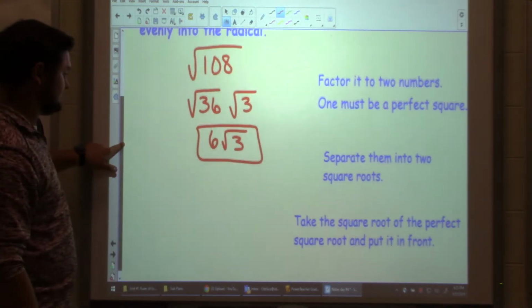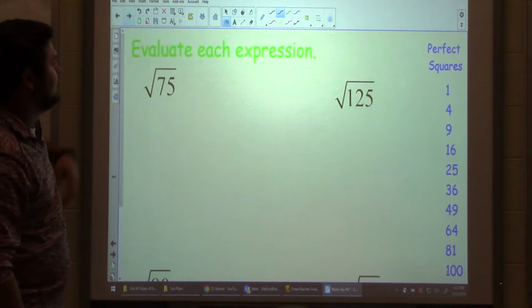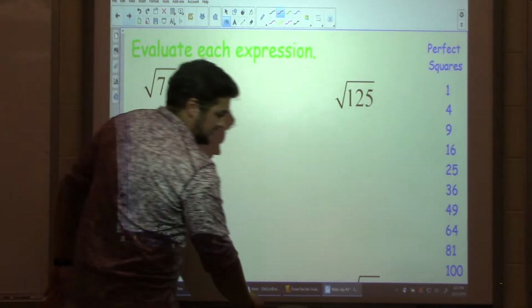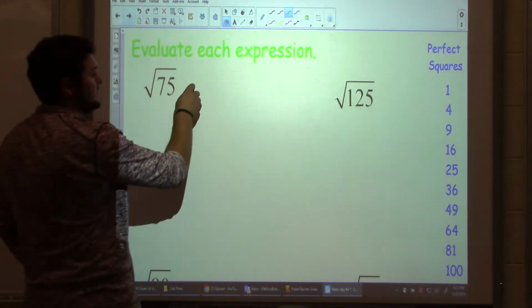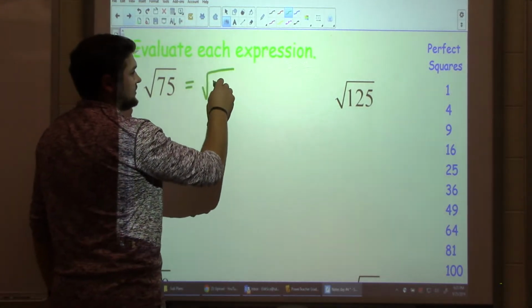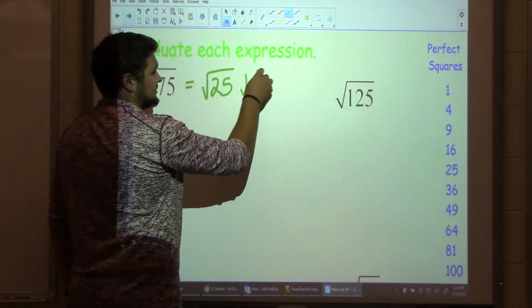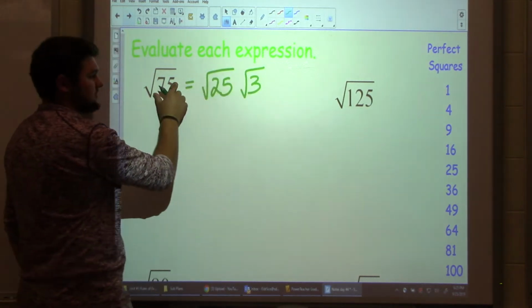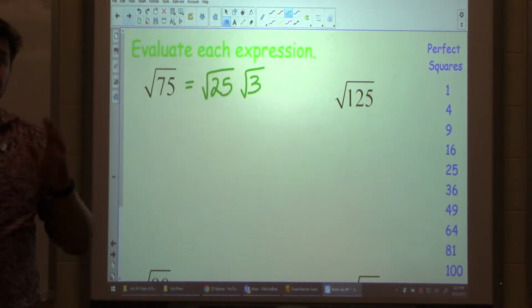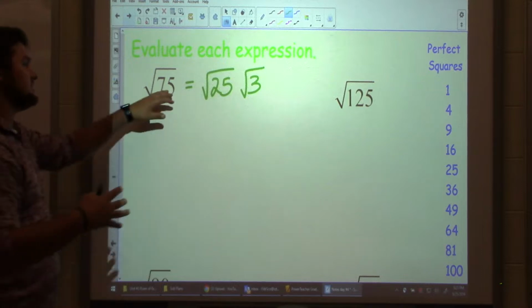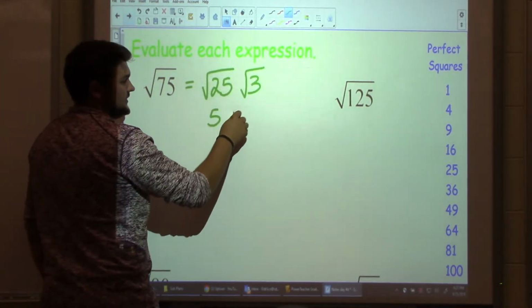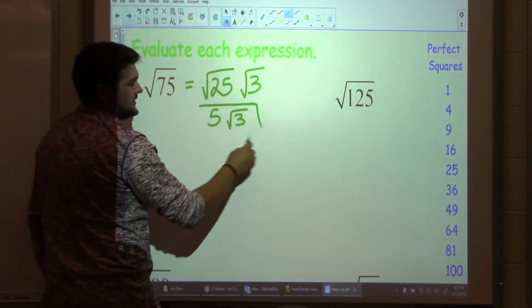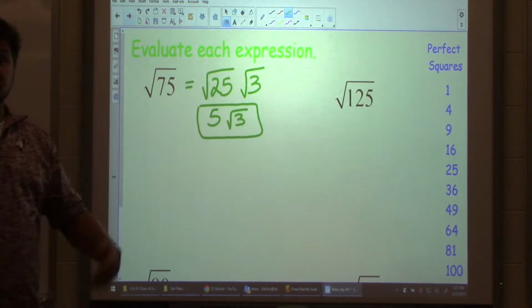Alright? So if we practice a few more, the square root of 75. Well, the biggest perfect square that goes into 75 is 25. So I'm going to make it the square root of 25 times the square root of 3. Right? 25 times 3 should give me 75. When you break it down, you should be able to multiply those two back together to get you 75. Well, the square root of 25 is 5. The square root of 3 I can't do because it gives me a nasty number. So that's my answer, 5 square roots of 3.